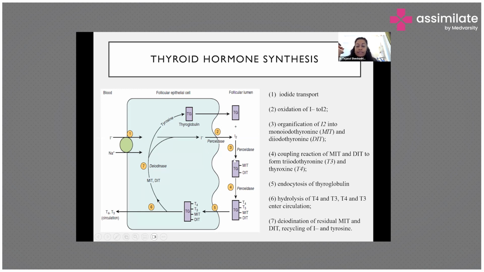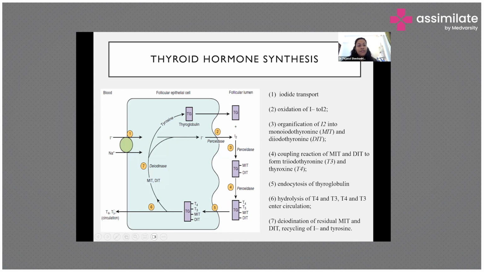Once it gets oxidized, it gets organified. That's called organification. So iodine gets organified and it forms two components called monoiodotyrosine and diiodotyrosine. These further undergo coupling. They couple to form, as I mentioned, the active form, which is T3, and the other, thyroxine, which is T4. And then at the same time, there is thyroglobulin, which is the storage protein of thyroid hormones. Thyroglobulin gets taken up into the cell, that is endocytosis, and then thyroglobulin releases the thyroid hormones, that is T4 and T3, into the circulation.